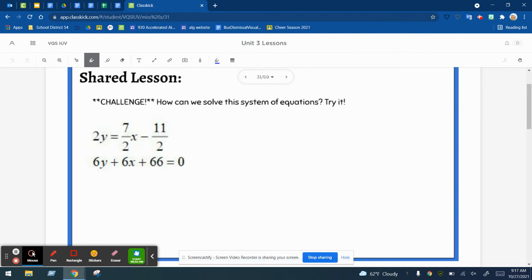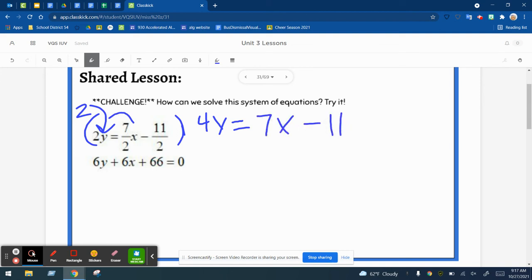Okay, we have a challenge one. This one's going to take us a bit of some time. How could we solve this system of equations? Well, let's start off by multiplying this top equation by 2 so that we can get rid of these fractions. So this is going to become 4y is equal to 7x minus 11. Okay. My second equation does not match the x's, the y's. They're not lined up. Nothing of the sort.